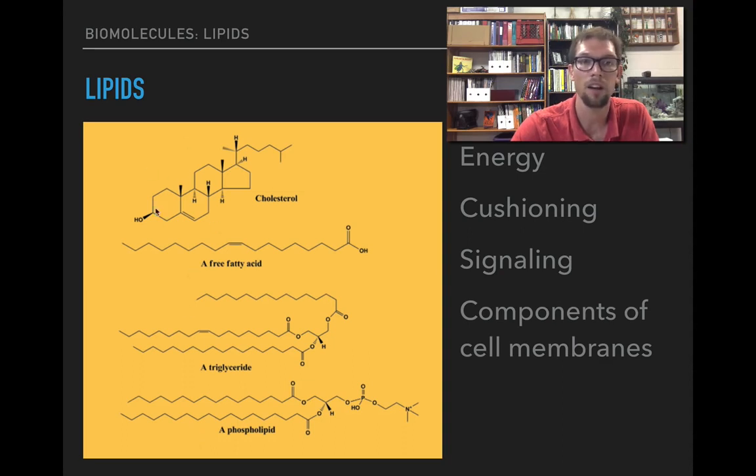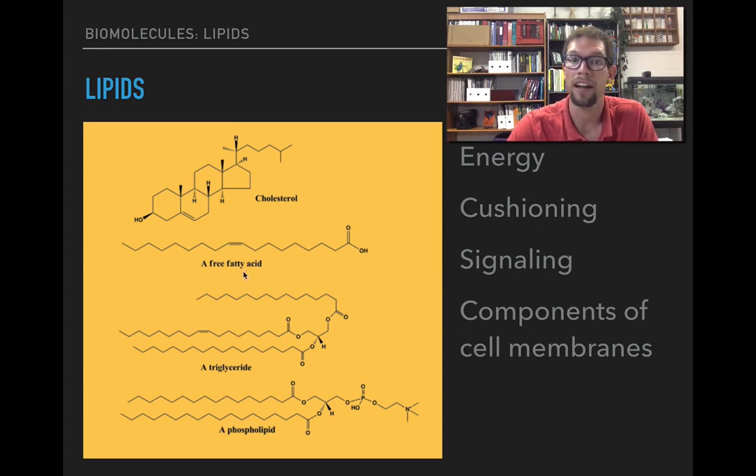We have the cholesterol and the other sterols and steroids. So you can see there's a lot of carbon-hydrogen bonds with just a single hydroxyl group coming off of this. This is nonpolar. Cholesterol is important as a precursor for signaling molecules. It acts as a structural component of membranes, and it is an important molecule that our body uses.